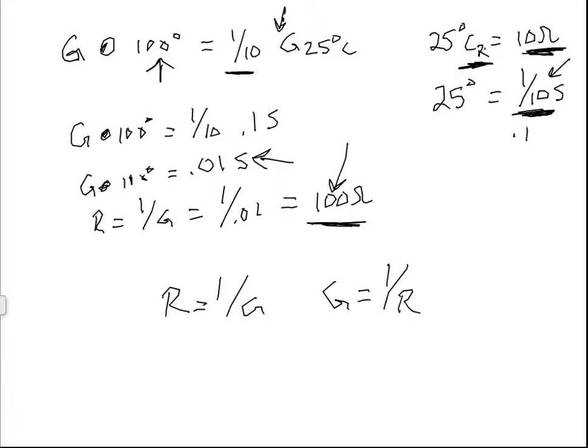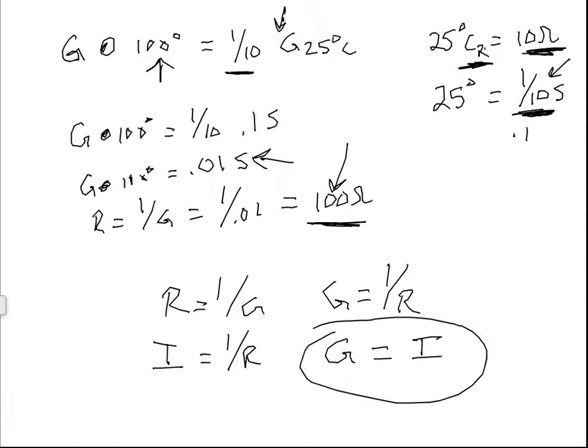We know that current is also inversely proportional to resistance. Therefore, conductance and current are directly proportional. This is going to come in handy later. The proportionality between conductance and current will come in handy when we get into parallel circuits, which is next lesson, which is in 4 or 5 weeks from now.